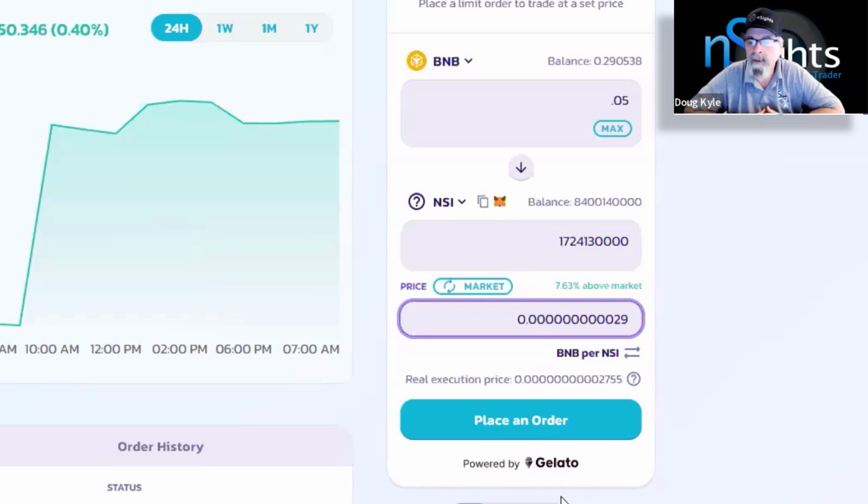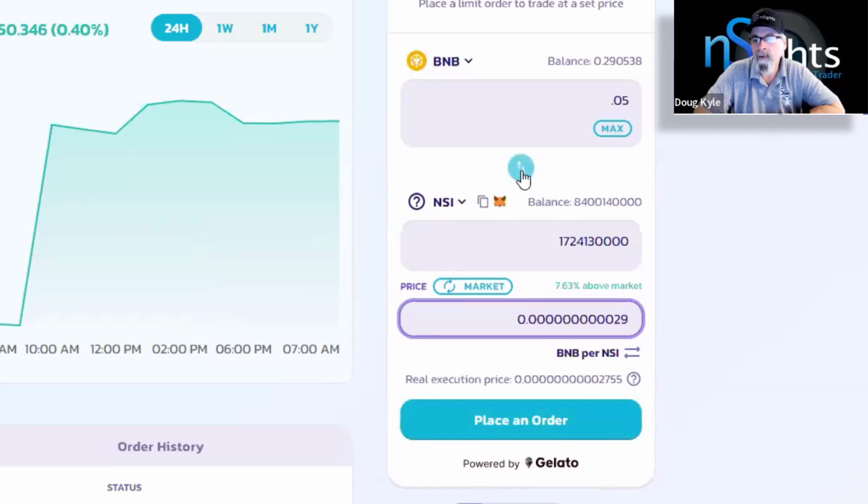2.9 is 7.63% below the market, and it's putting me right at that barrier that I want to trade. So I could place this limit order, and I would know that I'm in the right range. So it takes a little bit of walking through and understanding what you want to try to do. The other side of this is true.